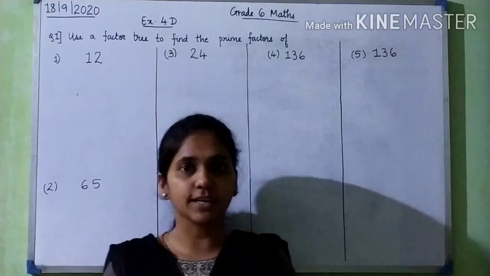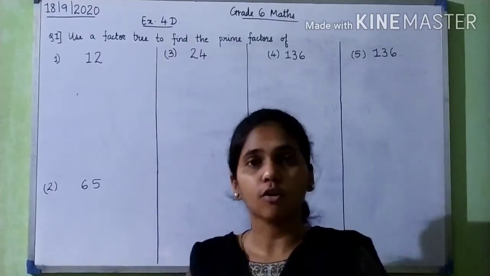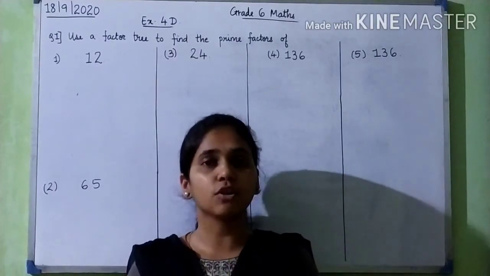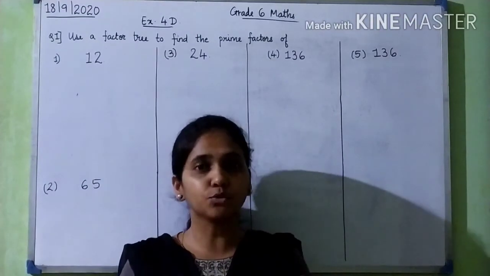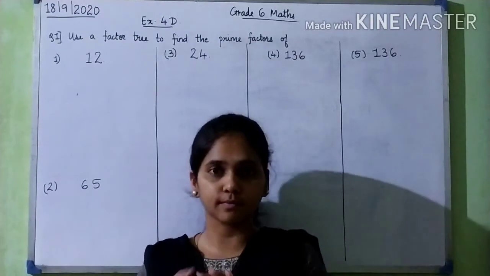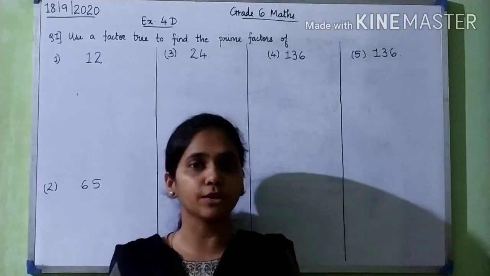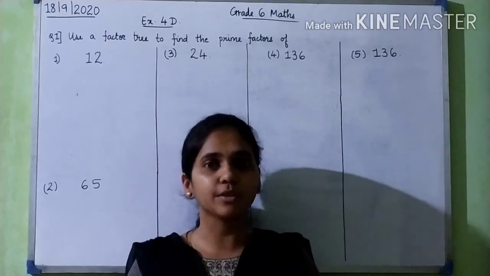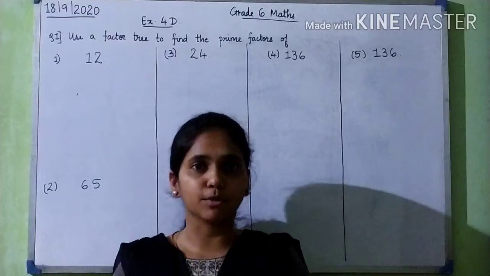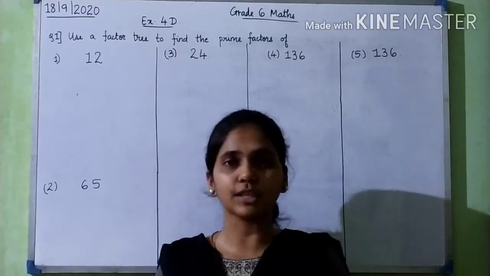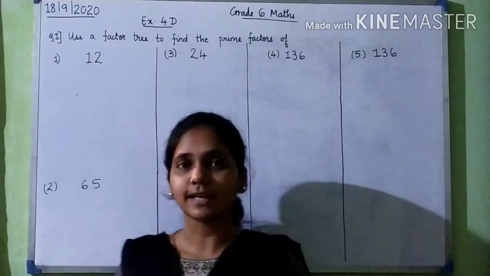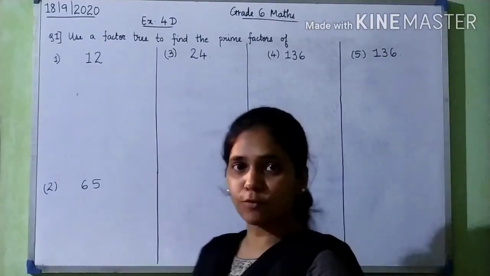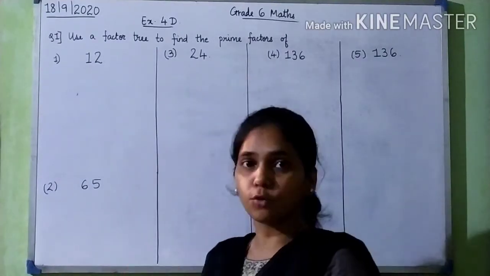In today's class we are going to do exercise 4D, and exercise 4C is left. In that exercise I will give you a photo of the sieve of Eratosthenes. You have to choose the prime numbers from a list of numbers from 1 to 100 and circle the prime numbers. That is only in exercise 4C, so I will send you a photo of it. The next exercise is 4D.